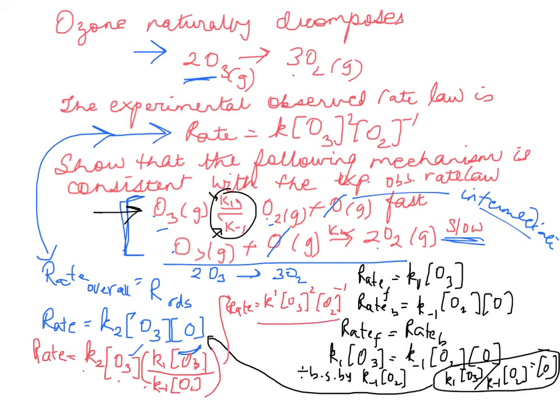Does that look familiar to what you had previously? Rate on the left side, there is some rate constant, ozone is to the power of 2, oxygen is to the power of -1. Aha, we have a winner. This is consistent with the observed rate law. Does that make sense where we are going with this?